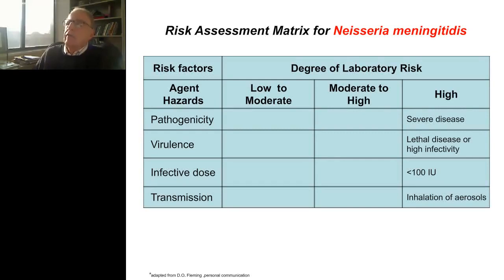So if you were to fill out this matrix for Neisseria meningitidis, you would say it's a high risk because there's severe disease. It's a very lethal disease because there have been deaths associated with it. The infective dose is low, and the inhalation is through aerosols. So you want to work inside a biosafety cabinet to protect yourself from exposure to this organism.